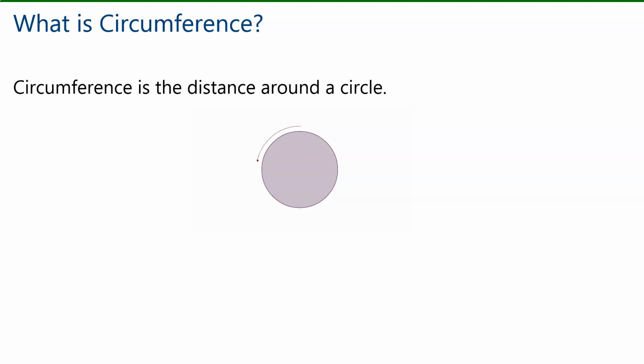So if I were to stand at the top of a circle and walk all around the edge of the circle back to where I started, the distance that I walked would be called the circumference. Now this concept should be familiar to you because you have done it before, just with different shapes. You called it the perimeter.